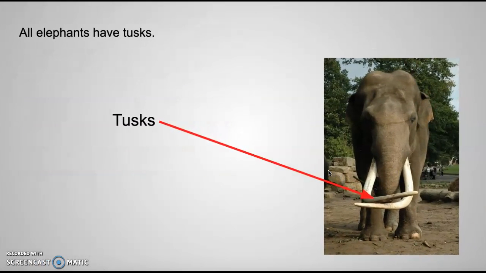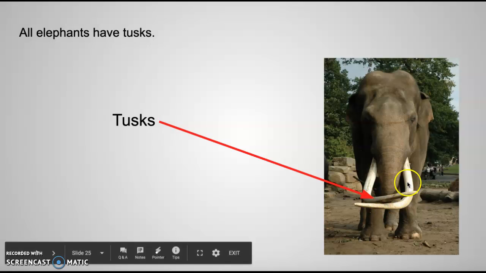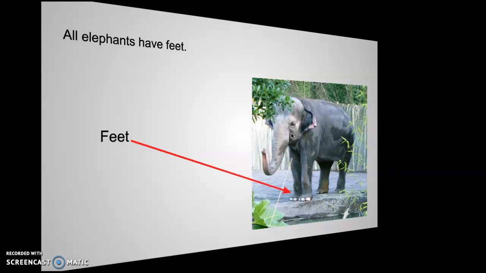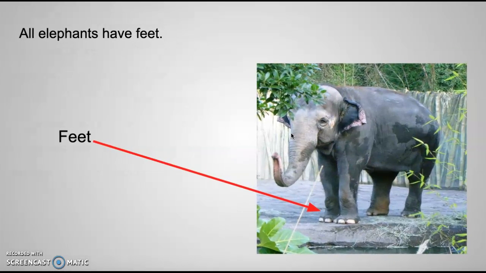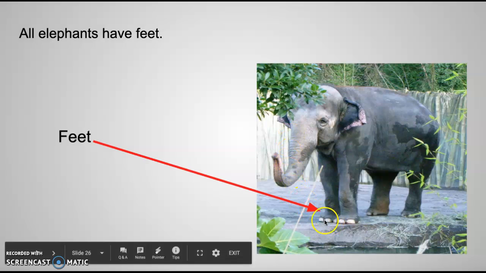All elephants have tusks. Elephants use their tusks for protection, digging, and lifting. Wow, those tusks do come in handy. Here is a picture of the elephant's tusks. All elephants have feet. Elephants use their feet for walking and digging. Here is the picture of the elephant's feet.